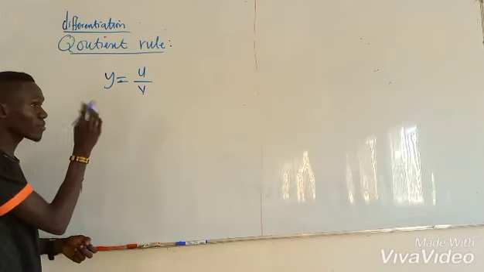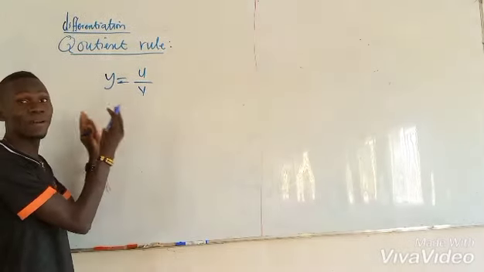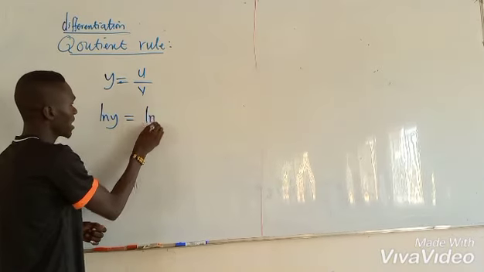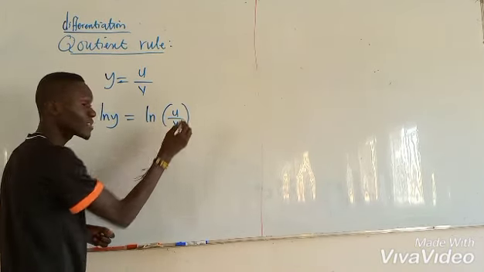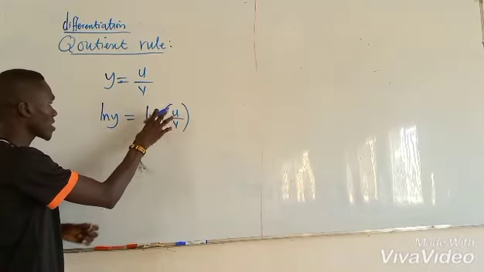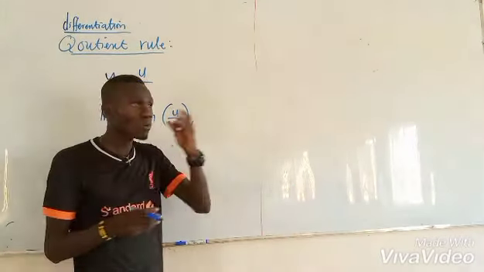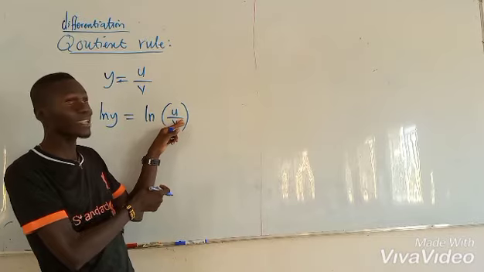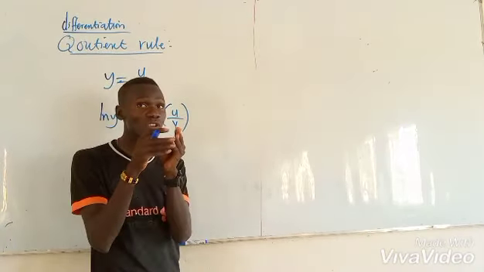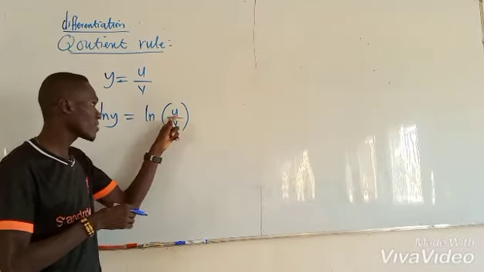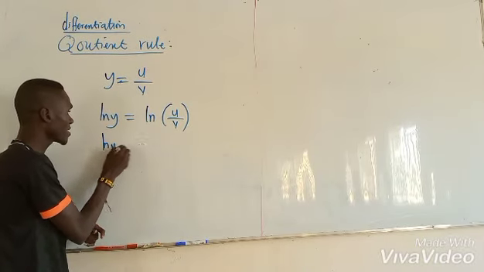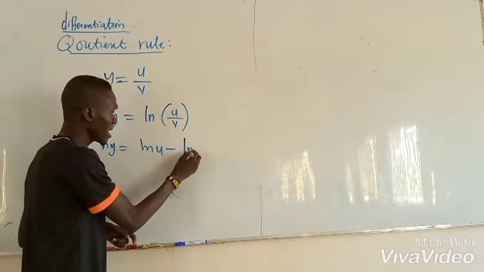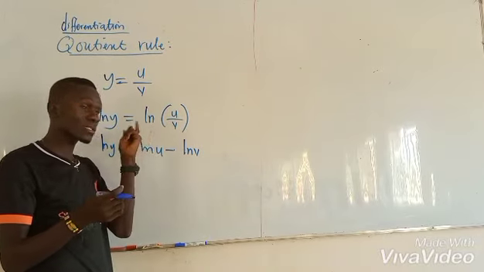The first thing I'll do, recalling from the last video, is take the natural log of both sides. So it's going to be ln y equals ln of u over v. From the properties of logarithm, when it was product, we added them individually. Now, when it's division, like u over v, you subtract. When it's division, you subtract; when it's multiplication, you add. So it's the same as saying ln y equals ln u minus ln v.